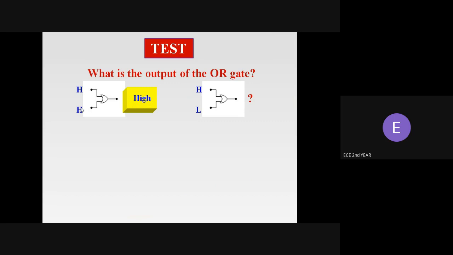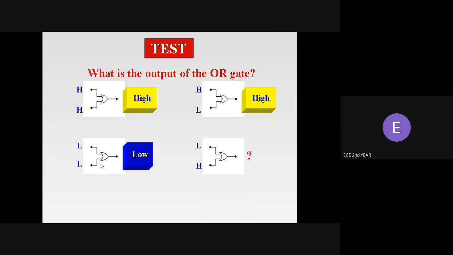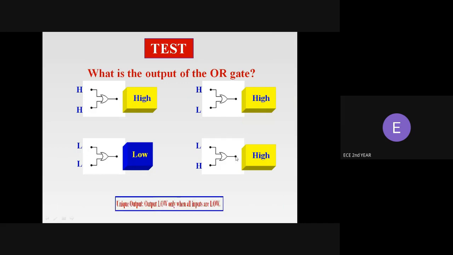The next condition is we change the input B to 0, that is low here. Let us see the output, it will also be high. Next, we will change both the inputs to low, 0 plus 0. So if we add 0 plus 0, you will be having output also 0. And the final case, we will change the B input to high. So if we add these two, 0 plus 1, it will also be high. And the condition for the OR gate to output 1 is any one of the inputs has to be 1.